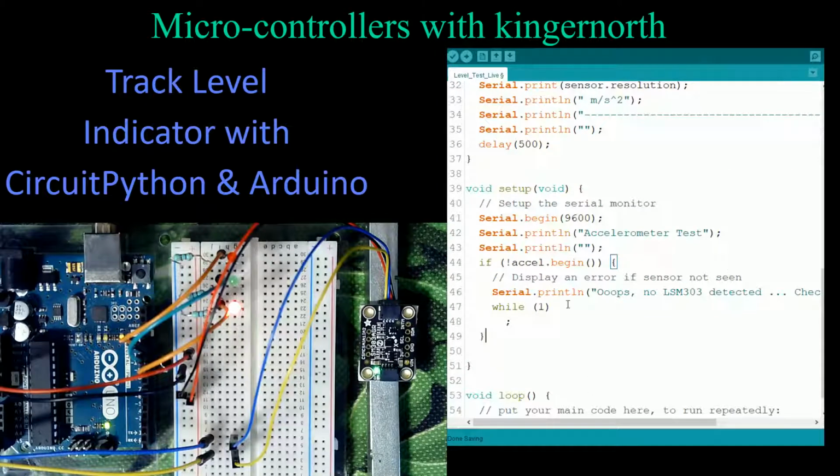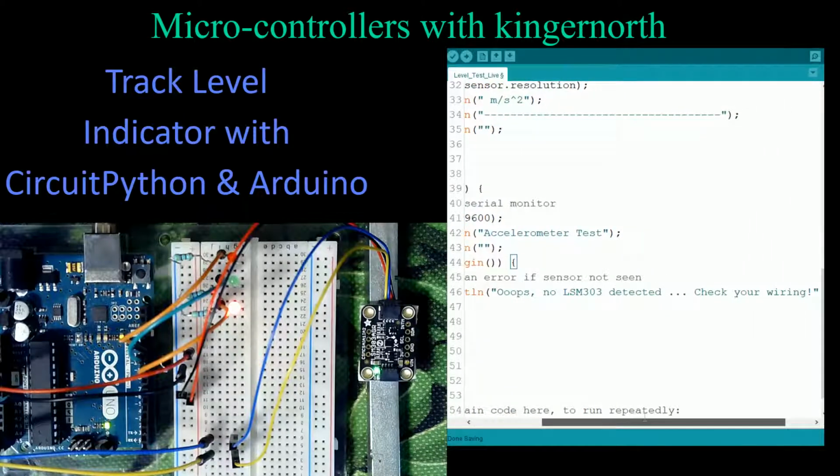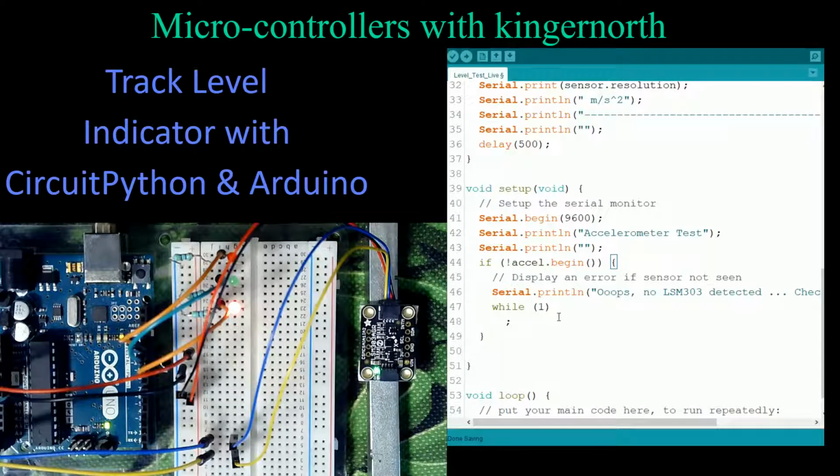So down here it says display an error if not seen. And basically what it says here is, "oops, no LSM303 detected, check your wiring." So if you forgot to connect it, this would do it. And it says while(1), which is true. So as long as this is true, this stays and doesn't go anywhere, and it just stays up on the serial monitor. When you connect it and it starts, it then bypasses this section. So that's what that does for us. It actually works really well. It's just something we may not be used to seeing all the time.